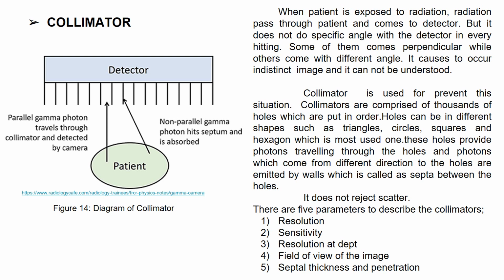Collimators are comprised of thousands of holes which are put in order. Holes can be in different shapes such as triangles, circles, squares and hexagons, which is the most used one. These holes let through photons traveling along the holes, and the photons which come from different directions are absorbed by the walls between the holes. These walls are called septa. Collimators don't reject scattered photons.